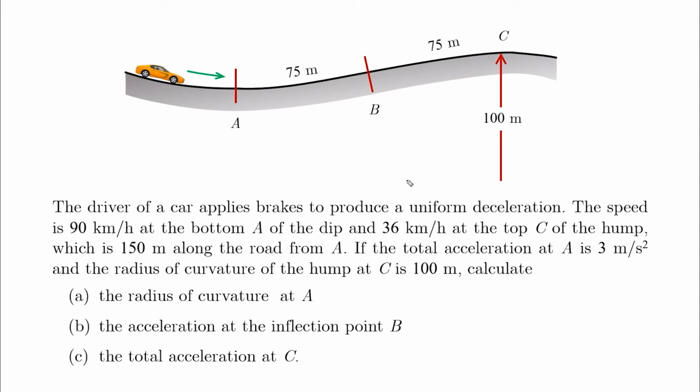The driver of a car applied brakes to produce a uniform deceleration. The speed is 90 kilometers per hour at the bottom A and 36 kilometers per hour at the top C, which is 150 meters along the road from A. If the total acceleration at A is 3 meters per second square and rho at C is 100 meters, calculate A, the radius of curvature at A.